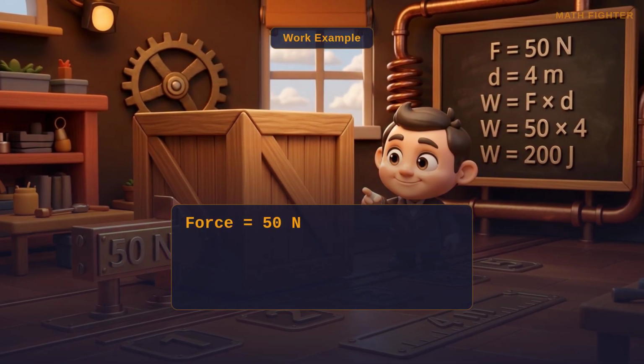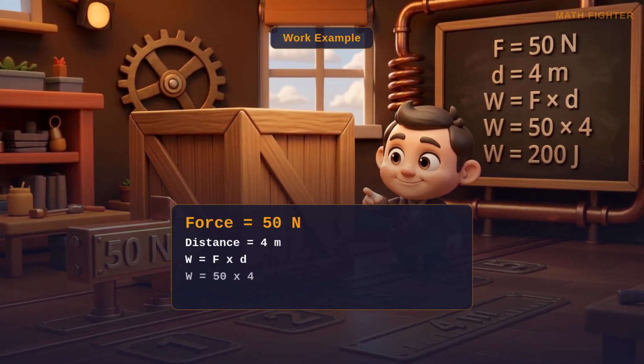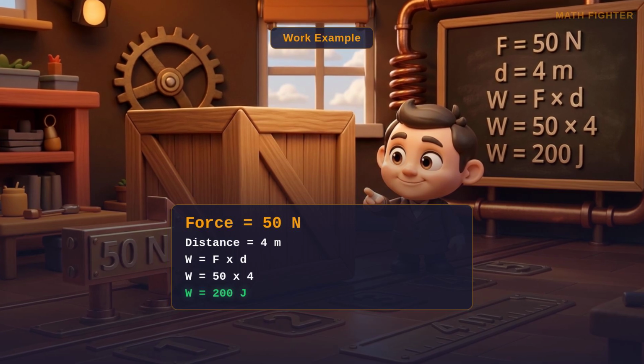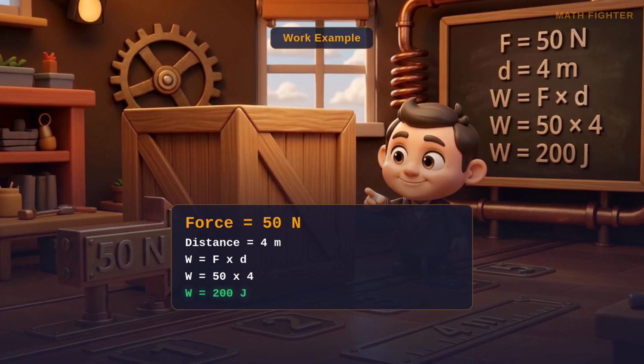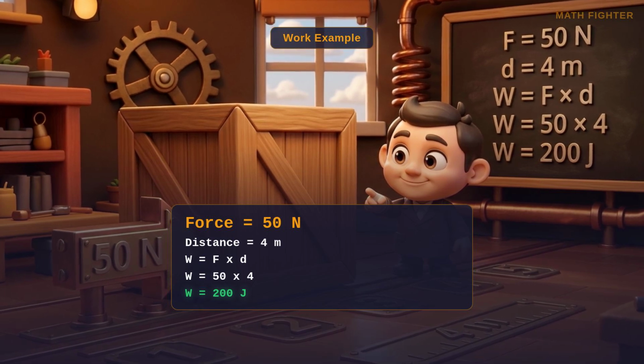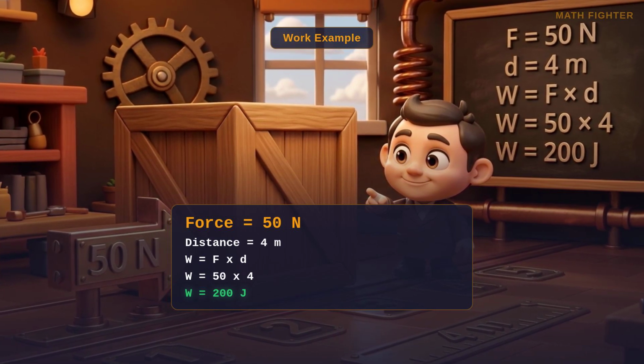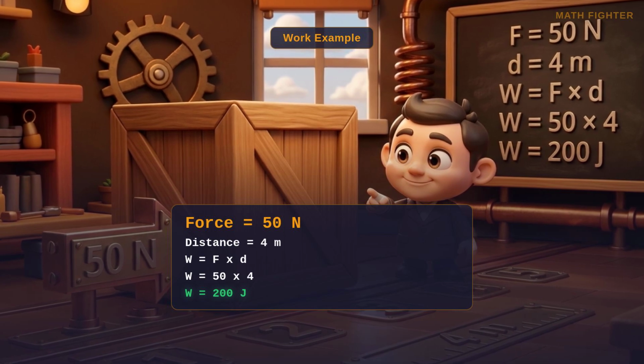Example time. A package is pushed with a force of 50 newtons across 4 meters of floor. How much work is done? W equals F times D. That's 50 times 4, which equals 200 joules. You just did 200 joules of work, awesome.